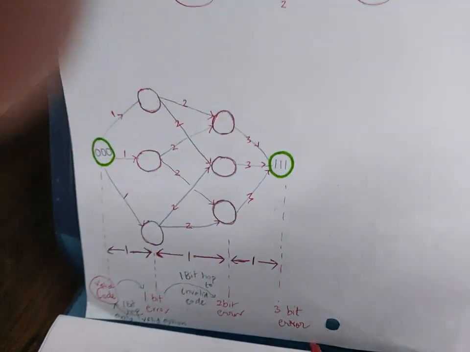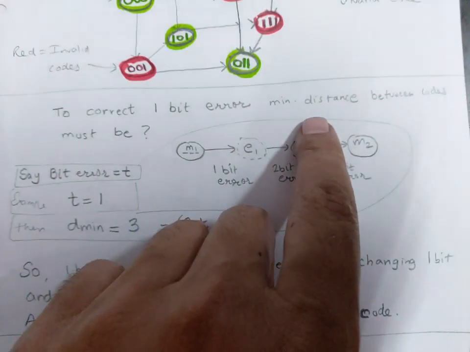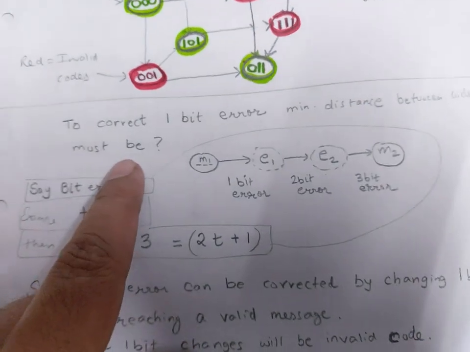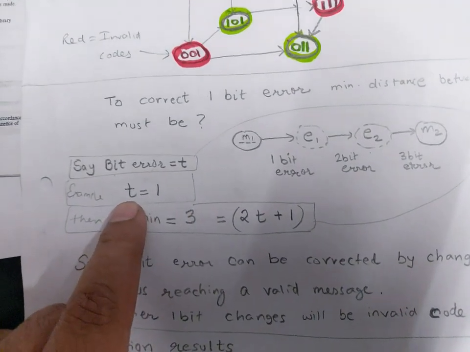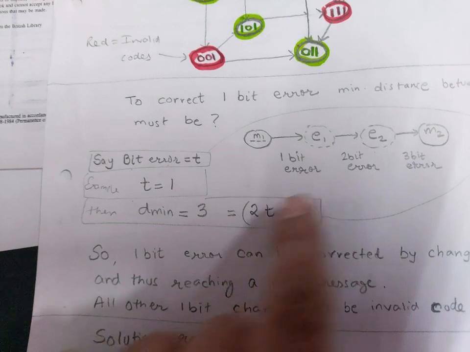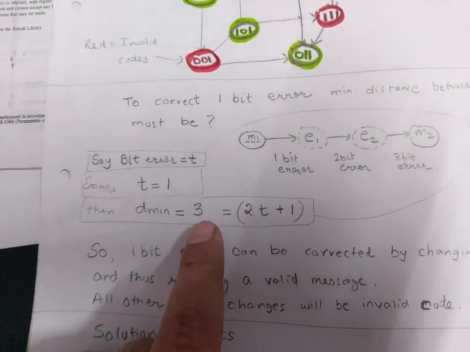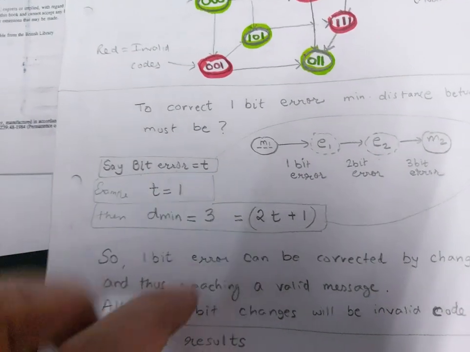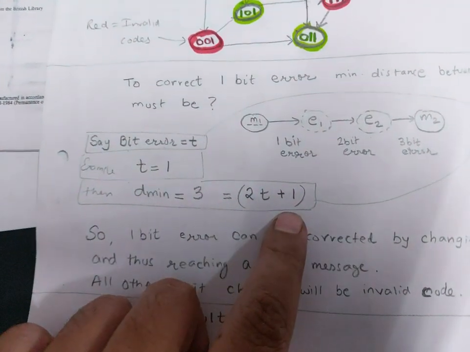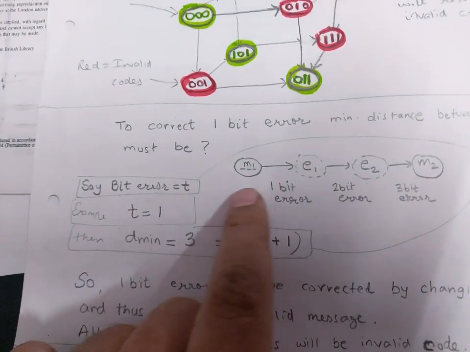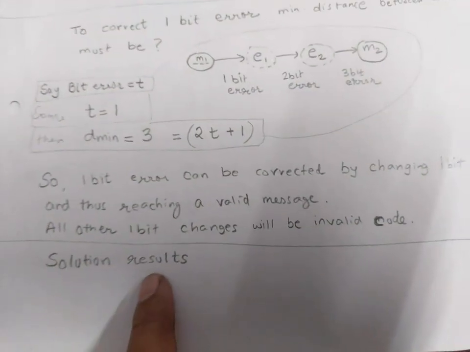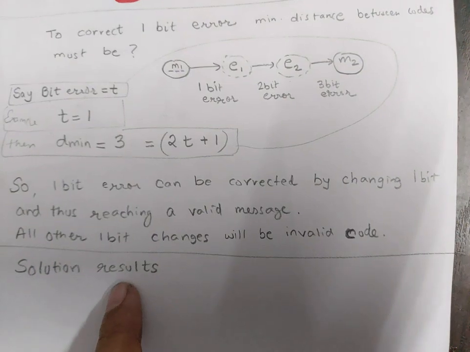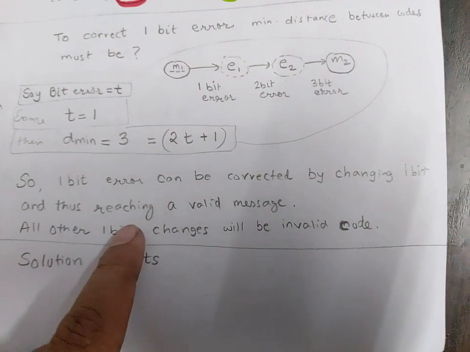Now to generalize this, we can infer that to correct a 1-bit error we need to develop a minimum distance. What must that be? For a number of errors equal to variable t, we needed at least a 3-bit distance. So this 3-bit distance can be generalized as 2t plus 1, which is the minimum distance that should be there to correct t errors. So this is our solution, and we are now confident that a 1-bit error can be corrected by changing 1 bit.